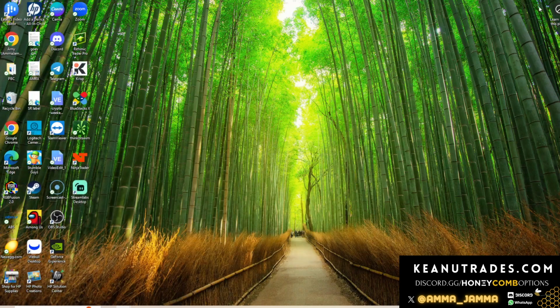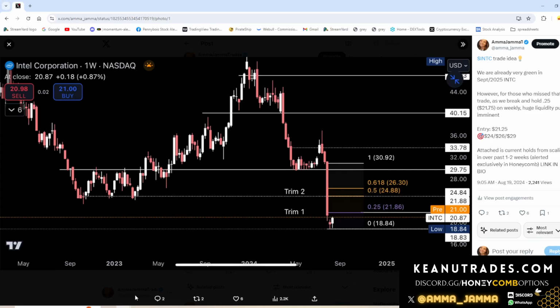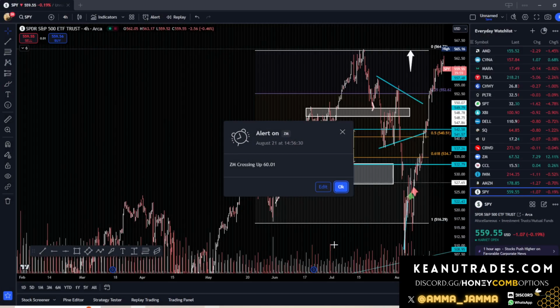All right, so on Intel, I said we already are in some. However, for those that missed the trade, as we break and hold the 0.25, we have a huge weekly liquidity push imminent. Look at this liquidity push, at least to like 24.50. Okay, let's look at the chart. Let's look at Intel.